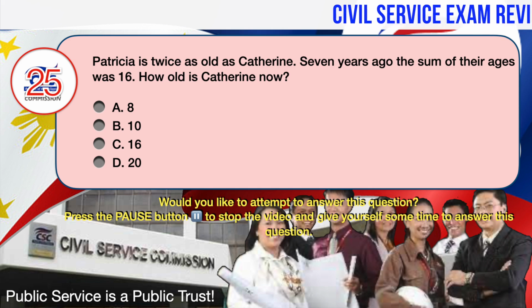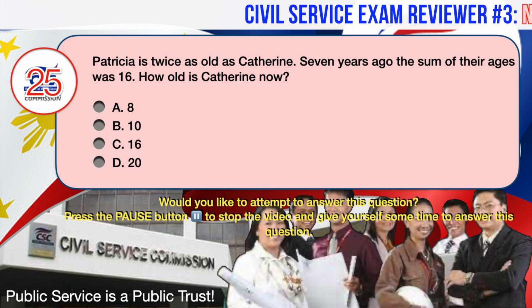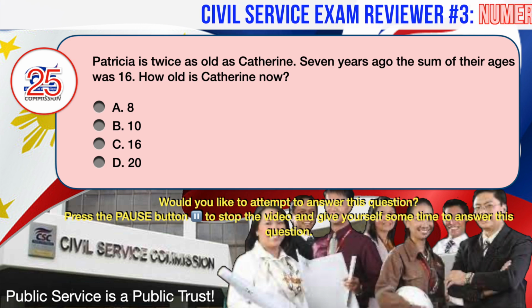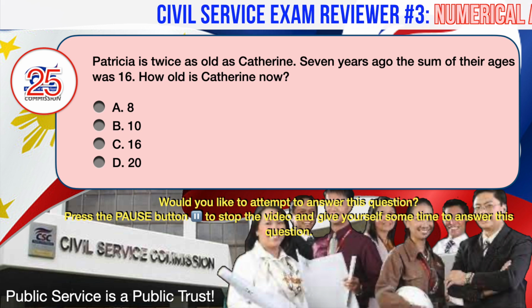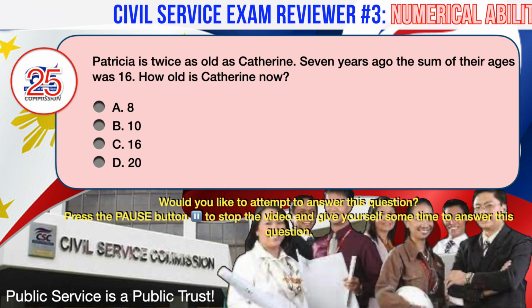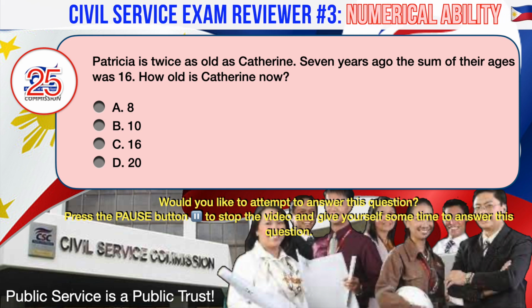Question number 25. Patricia is twice as old as Catherine. 7 years ago the sum of their ages was 16. How old is Catherine now? A. 8. B. 10. C. 16. D. 20.